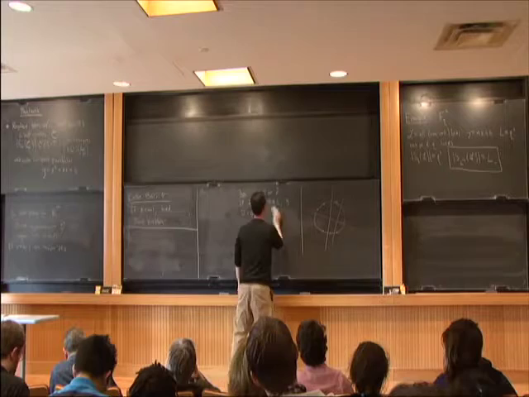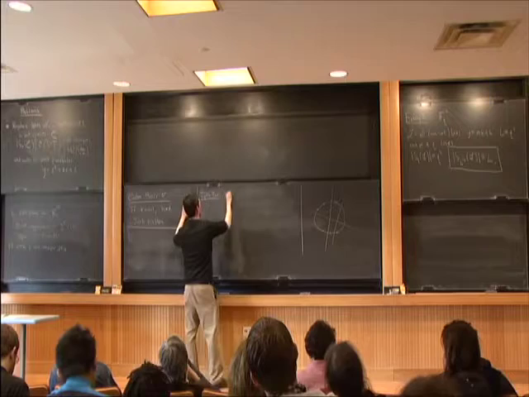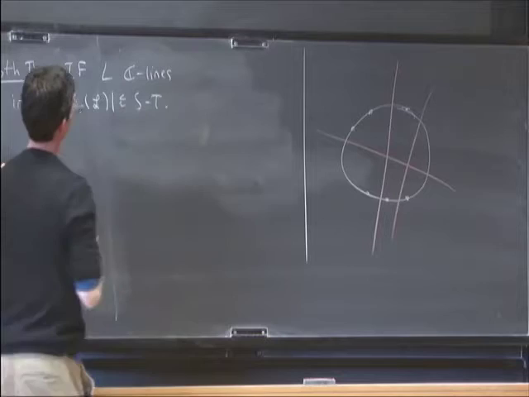Tóth was interested in whether the Szemerédi-Trotter theorem is true also for complex lines. And he proved that it was. So if we have L complex lines in C2, then the same estimate holds. This is around 2003 or 2004.